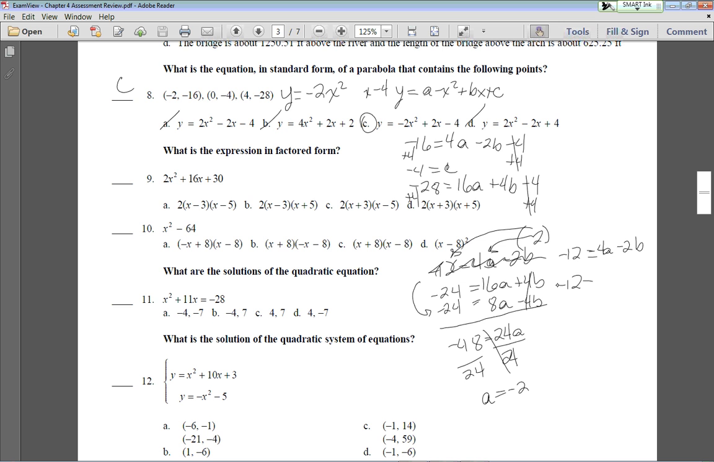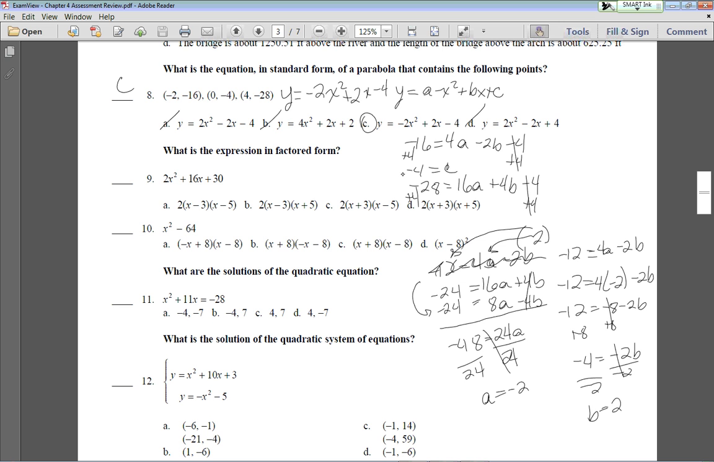So we're going to have negative 12 equals 4 times negative 2 minus 2b. This is negative 12 equals negative 8 minus 2b. So add the 8 and the 8. So negative 4 equals negative 2b, divide by negative 2, divide by negative 2, and b equals positive 2, which is exactly what it equals here as well. So our equation comes out to y equals negative 2x squared plus 2x minus 4.